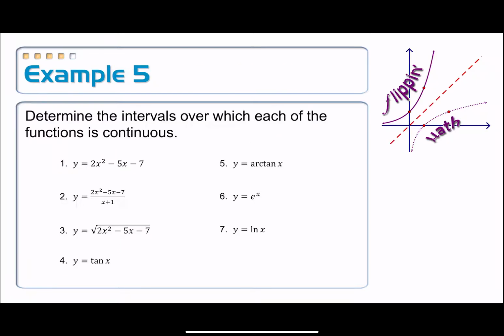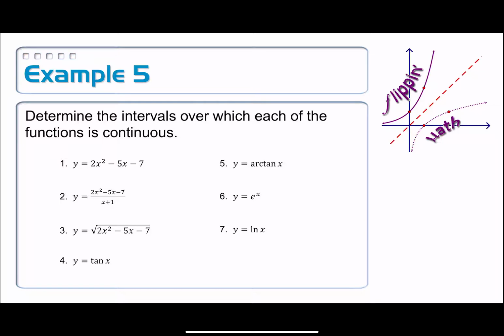Okay, let's look at example 5. Determine the intervals over which each function is continuous. So we've got a variety of different things. We've got, let's say, a polynomial, we've got rational, we've got radical, we've got trigonometric, inverse trigonometric, exponential, and logarithm.